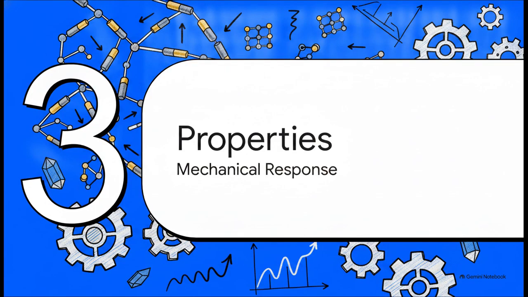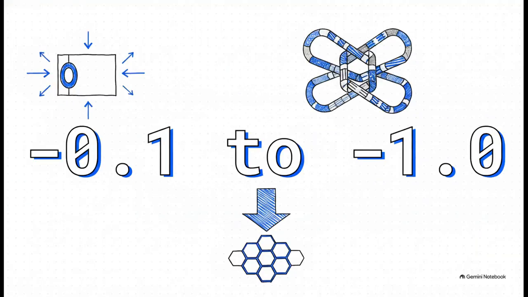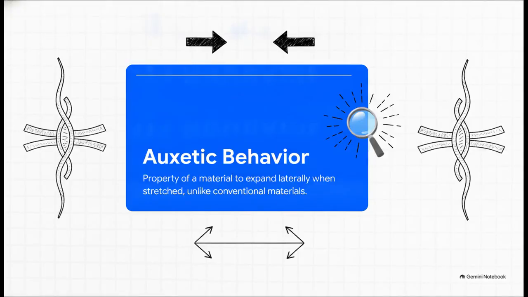Which brings us to Section 3, Structural and Mechanical Properties, where we analyze the mechanical response. A major parameter analyzed in this work was Poisson's ratio, and the calculated values ranged from -0.1 to -1.0. Now, if you work with materials, you know that negative values like that are highly characteristic of a very specific and highly sought-after class of materials. We're talking about auxetic behavior.